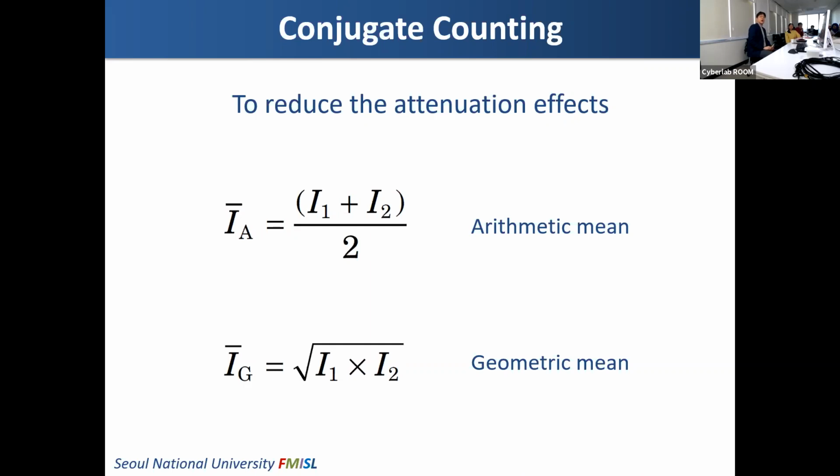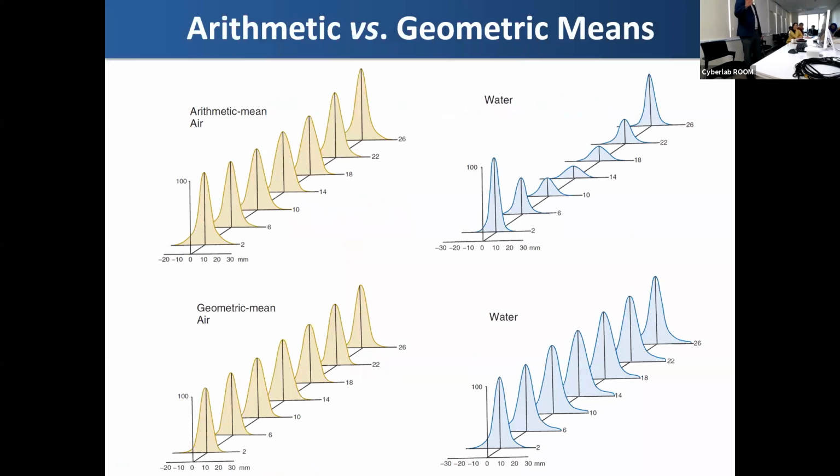So there are two ways. We can calculate the average based on this multiplication operation, right? So this is the arithmetic mean. I mean, this is the geometric mean. But in nuclear medicine, for attenuation correction, we prefer to use the geometric mean, right? So actually, this slide shows why we prefer the geometric mean rather than the arithmetic.